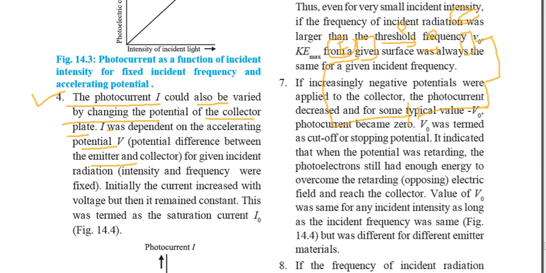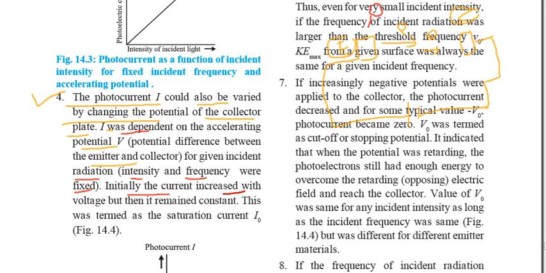Next point, for a given incident radiation, so intensity and frequency were fixed when the light source emits the light on the emitter, meaning the light source will be incident on the emitter plate. Then at that time the intensity and frequency were fixed. So this emitter and collector potential difference causes the current I to vary.